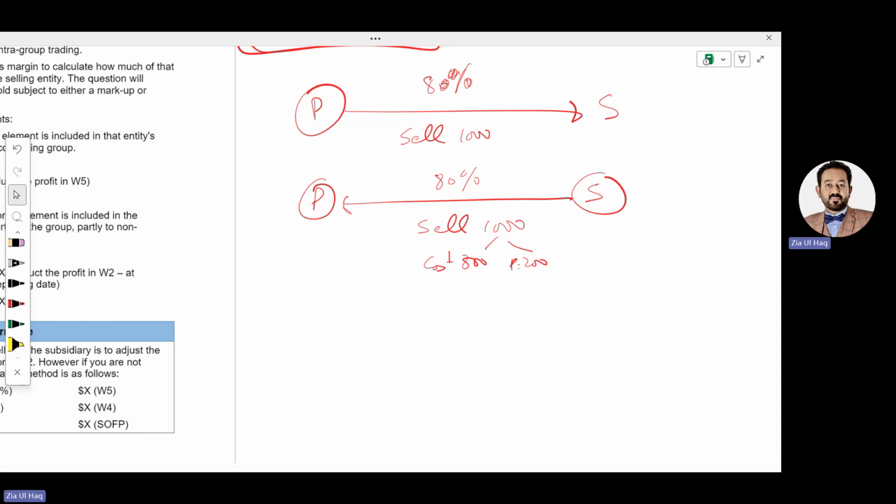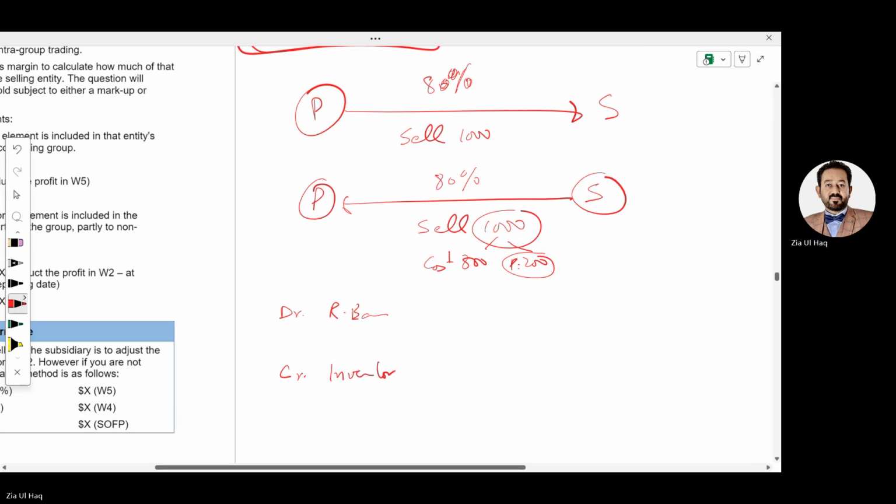We need to pass an entry of unrealized profit. Suppose nothing is sold outside, still that inventory remains within the group. This means we need to pass an entry: debit retained earning, credit inventory, with the amount of unrealized profit. What is the amount of unrealized profit? 200. We will credit inventory by 200.